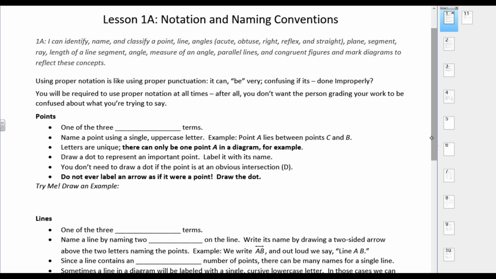In geometry, it's really important to use proper notation. It's like proper punctuation. If I use the wrong punctuation, like in this sentence here, it's really hard to read it. So in this class, you need to be using proper notation at all times, because even a slight difference in the order of letters or in what type of symbol you use can indicate an entirely different object in a diagram. The first thing we're talking about are points, and points are one of our three undefined terms.